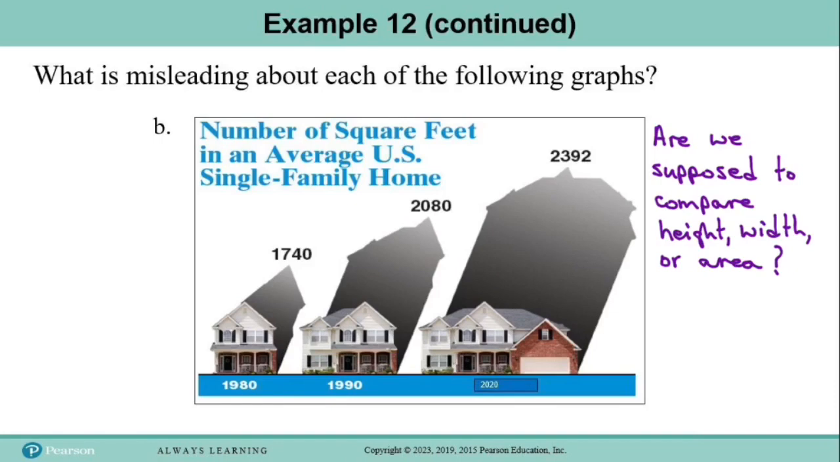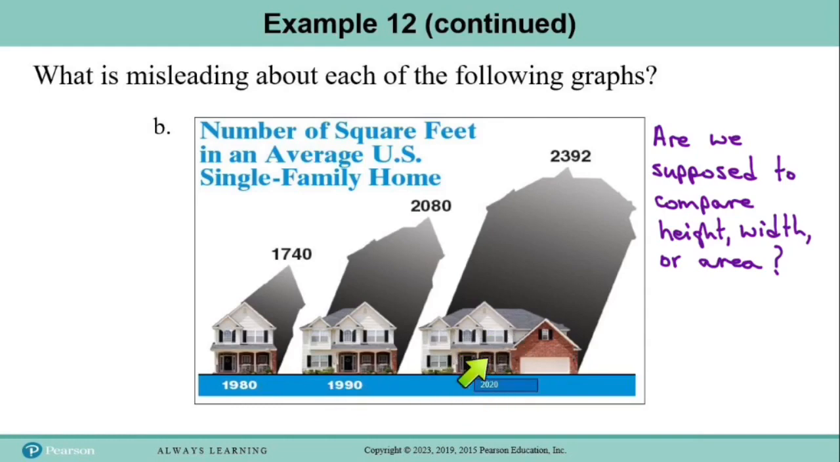And then my second problem with this graph is, look at the years along the bottom. The first house is representing 1980 data, and the second house is representing 1990, and the third house is representing 2020. So always remember, when the horizontal axis represents time, it should always be a consistent amount of time from one bar to the next on your graph. So here we're jumping from 1980 to 1990, that's just 10 years, but the next one goes from 90 to 2020, so that's 30 years.